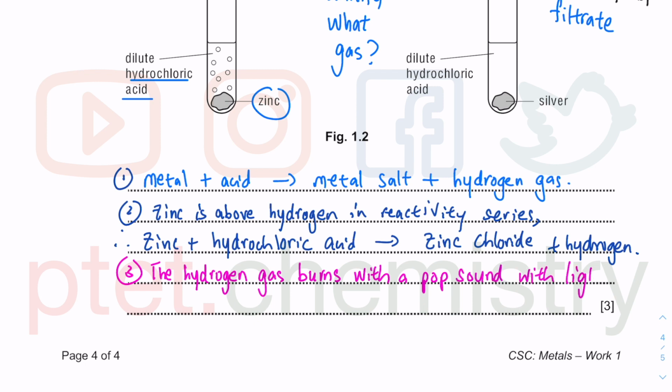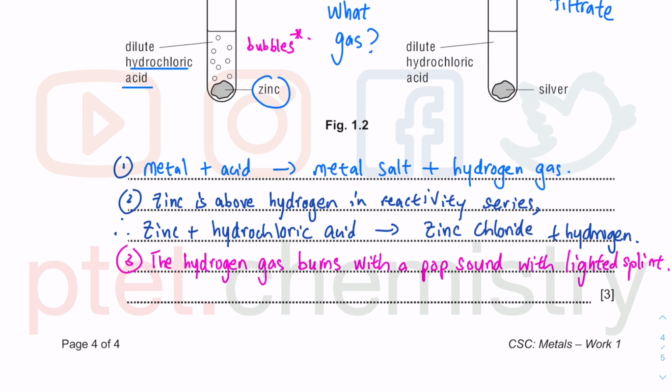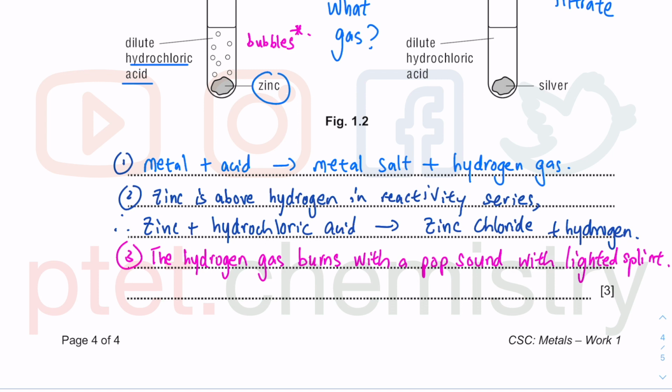With lighted splint. Lighted splint is the one with the flame still going on, and that was what you put, the lighted or the burning splint. They mean the same thing. Lighted means still has got the flame, burning means still have got the fire, the flame, and it will burn with a pop sound as this reaction produces zinc chloride and the bubbles. You see bubbles, bubbles meaning gases. What you see is bubbles. You test for the gas with a burning splint, burns with a pop sound. The gas is hydrogen gas, and that's because you have reactive metal plus acid give you metal salt and hydrogen.